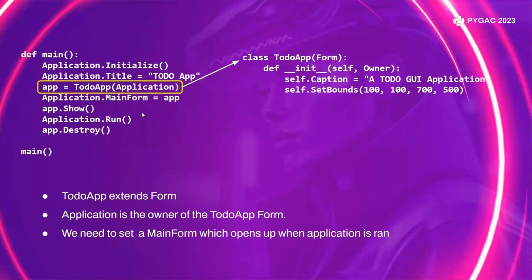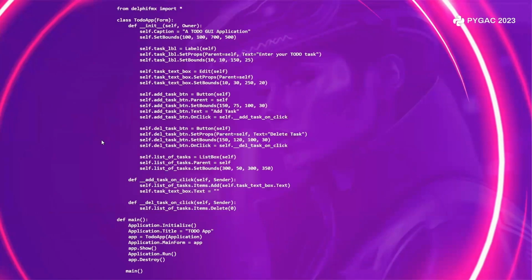Then we need to set a main form first, because if we have multiple windows as part of the application, and over here it's only a single window application, we need to know which window should be opened first as we run the application. So for that, we need to set the main form and then show it, run it, and destroy it as we close it. This is the logic behind that specific piece of code.